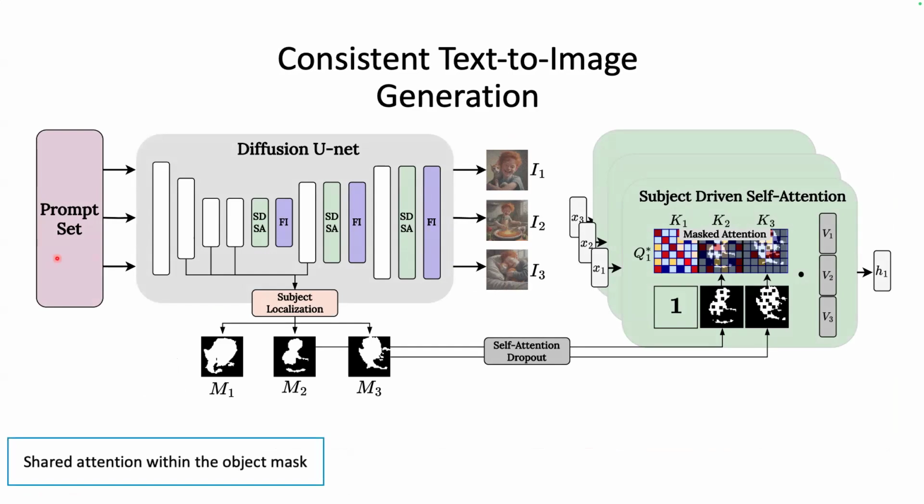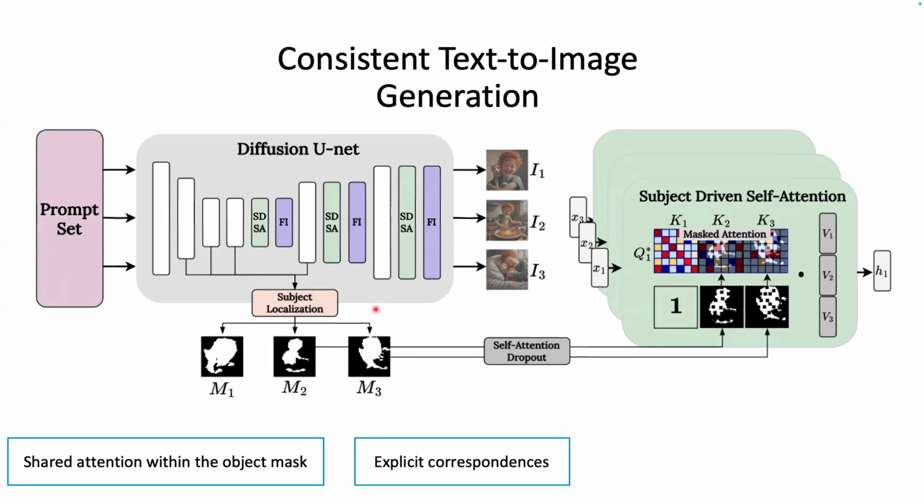So first of all, and this is the reason that I wanted to talk about this work, when they generate this set of consistent images, they share the attention within the object mask across the different images. So you can see this is the figure from their paper. You can see here the SDSA. Basically, it means that they apply this shared attention mechanism across the different images within the mask. Okay, they don't want the entire image to be consistent, but only the main subject in the image.